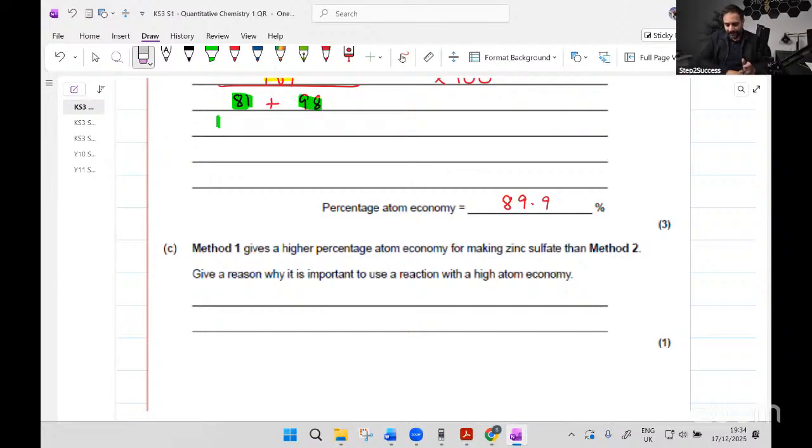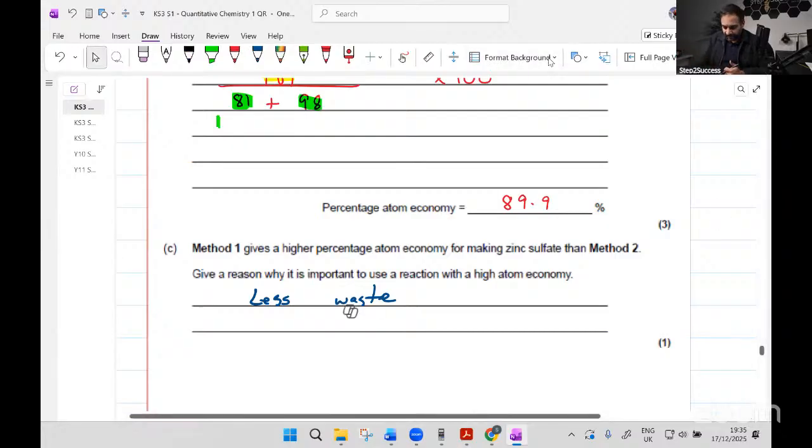And so it tells you method 1 gives a higher percentage atom economy than method 2. So method 1 is better in the sense that it gives a bigger percentage. Why is that important? It basically means that there's less waste. Because ultimately, that's what atom economy is doing. It's working out what percentage turns out to be useful to me. We don't really want a chemical reaction that is 10% useful, because that's a big waste, 90% wasted. But if it's 90% useful, only 10% wasted, then that's better.